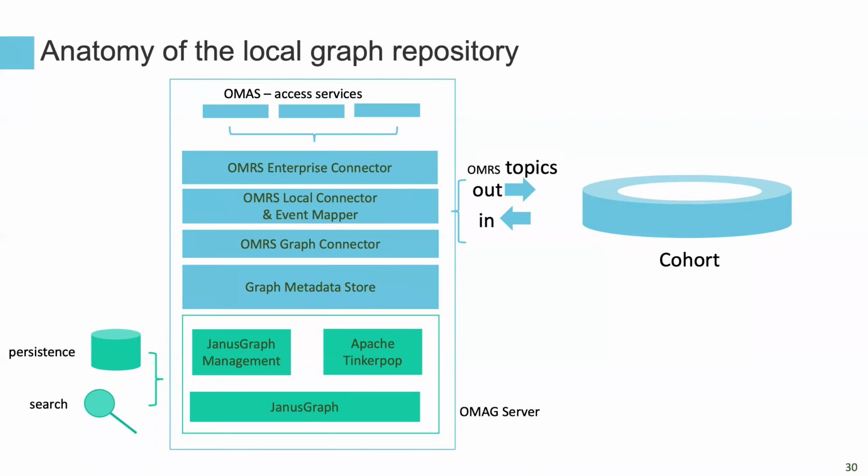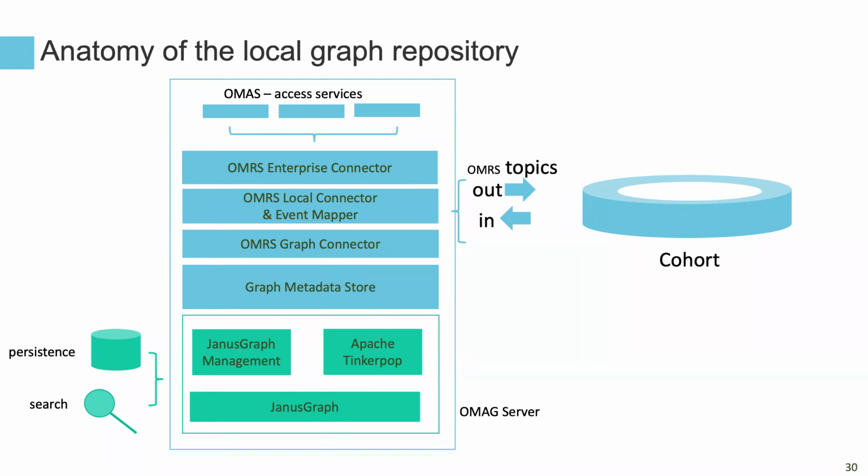Having said that, there are some things, some of the search predicates, etc., and obviously the schema management under the Janus graph management component, they do tend to be specific to each graph database. So we can't be 100% portable at the graph metadata store level.